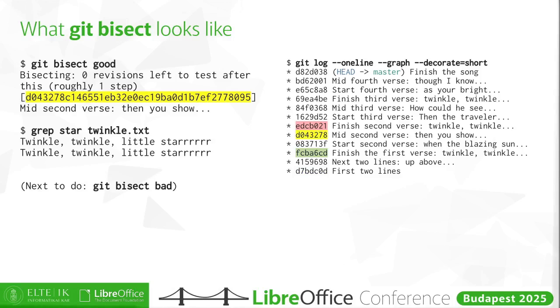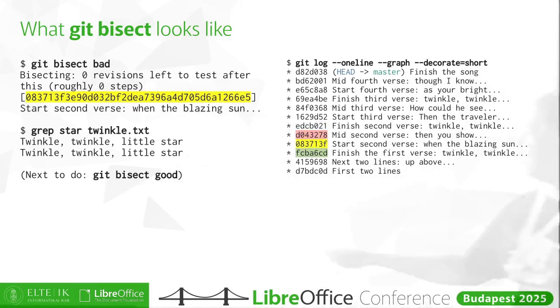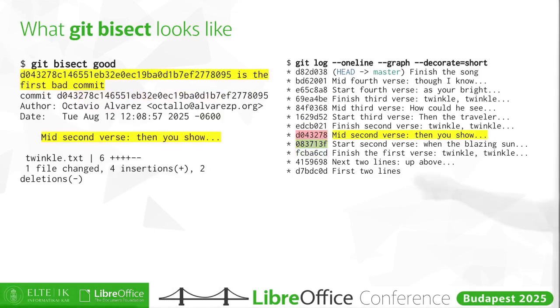We do it. And once again, we iterate. Another one in the middle. This one is bad. We're going to type git bisect bad. The last one. And that one is good. And you can see how it starts narrowing it down until git bisect reaches a point in which there is a good commit immediately followed by a bad commit.